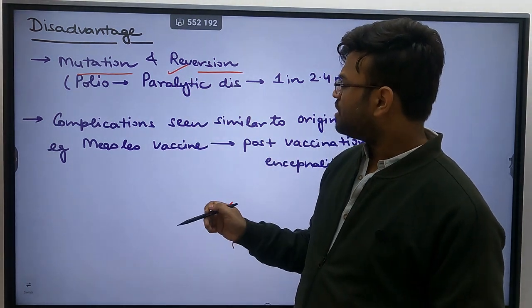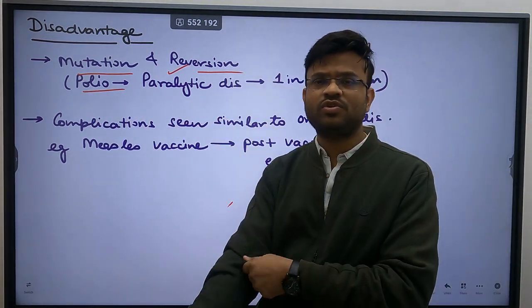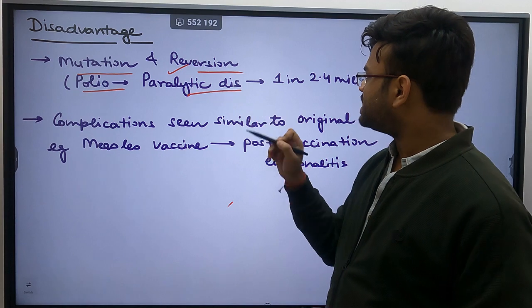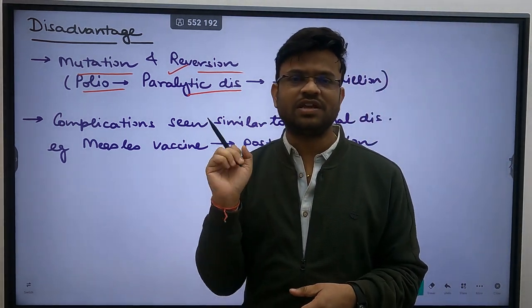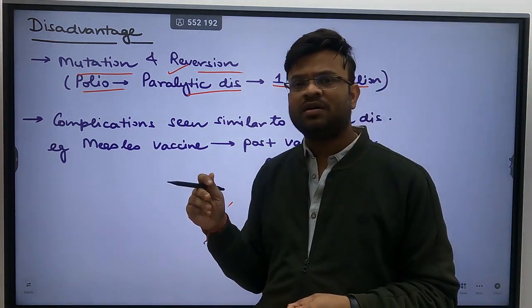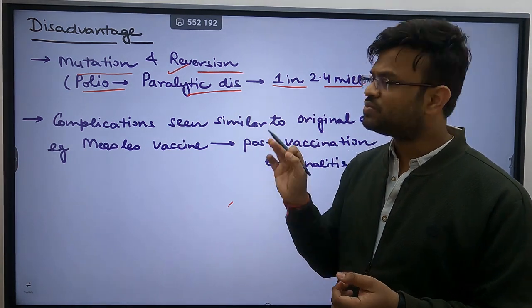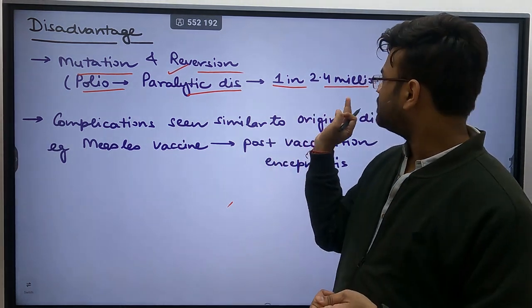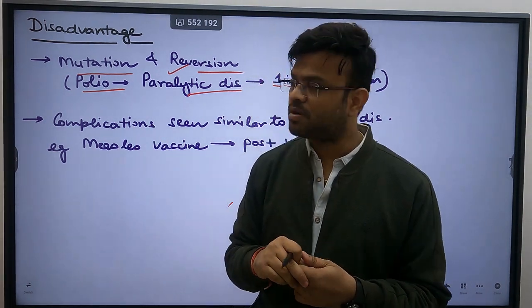Apart from that, it has been seen in case of polio that after administration of the polio vaccine, paralytic disease has occurred, but this ratio is very low: 1 in 2.4 million people. I mean, this is very rare. Only one individual in 2.4 million people can have this kind of problem.